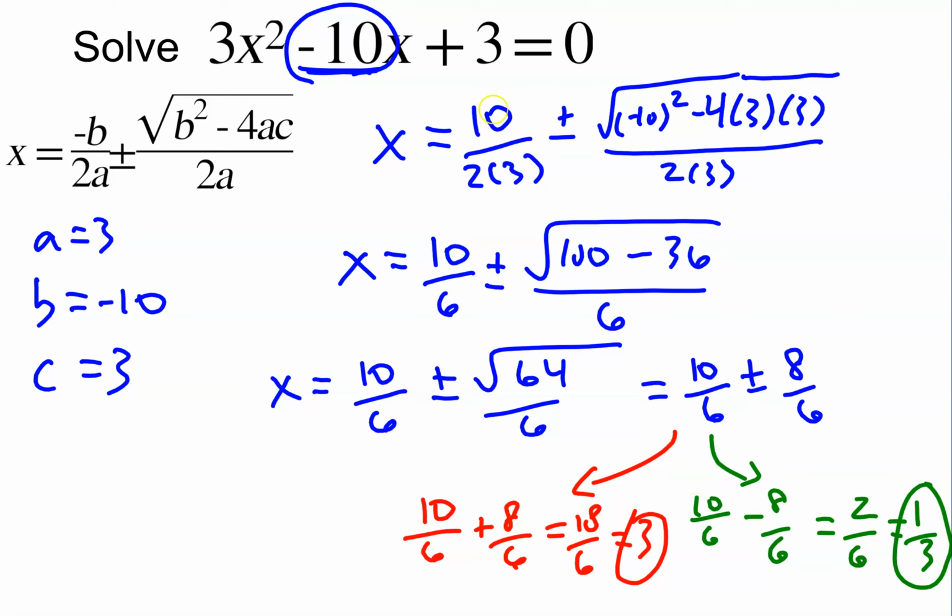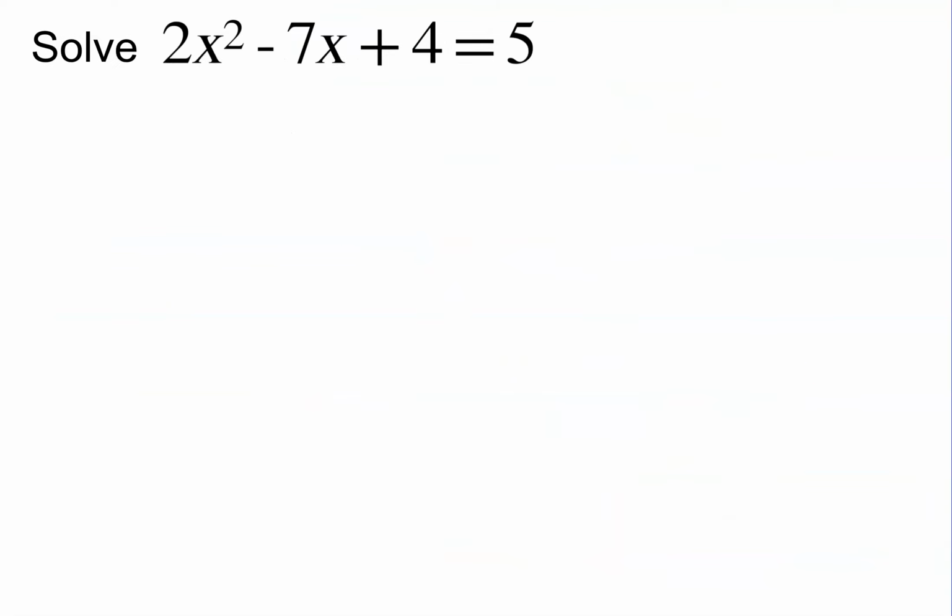Also beware of negative b. If b is already negative, that will turn this positive. That's what I wanted to point out in this example. Let's look at just one last one and we can be done with this. Okay, so here's another one. Also has a negative value for b. So my a in this problem is 2, my b is -7, and my c looks like it's 4.